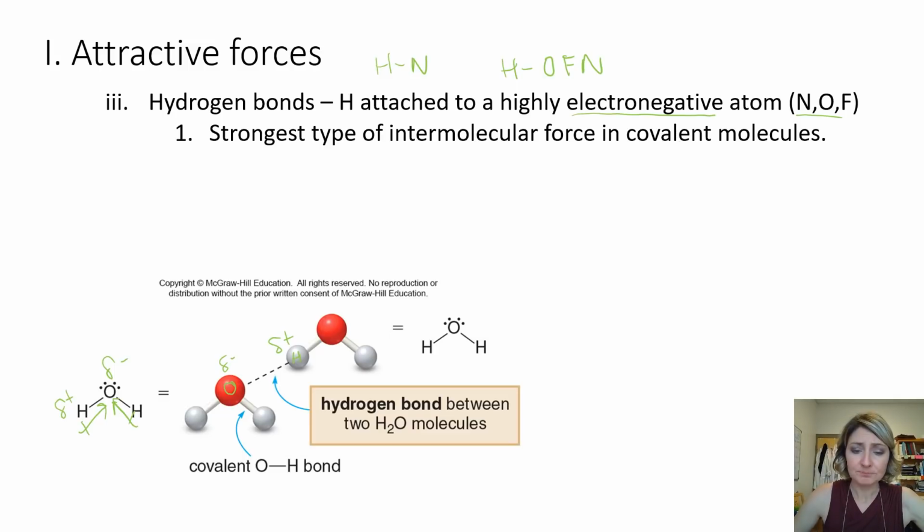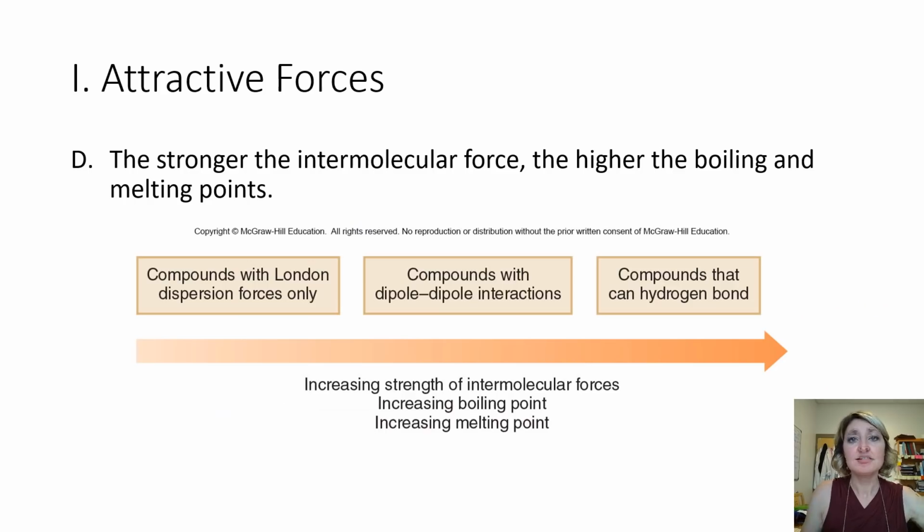And just like in a dipole-dipole interaction, opposite charges are keeping those held together, but because of the difference in electronegativities, hydrogen bonding with oxygen, fluorine, or nitrogen is a lot stronger than any other dipole. So anything that exhibits hydrogen bonding is going to take a lot more energy than dipole-dipole interactions, a lot more energy than London dispersion forces in order to separate those molecules. So as we kind of alluded to, the stronger your intermolecular force, the higher your boiling and melting points are.